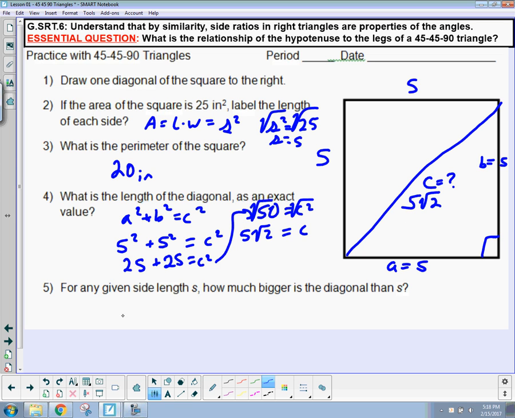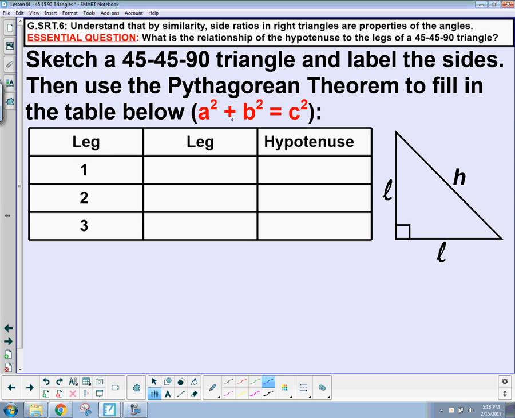For any given side length s, how much bigger is the diagonal than s? Just that root 2. So we're going to say the hypotenuse here is going to be that side length with the root 2. Okay? I'm using a cursive s so you don't mistake it for a 5. That's a cursive s. Okay? So we got this chart here. We use the Pythagorean theorem. If the leg is 1, see the L's? That means they're the same, so that means these legs are the same.